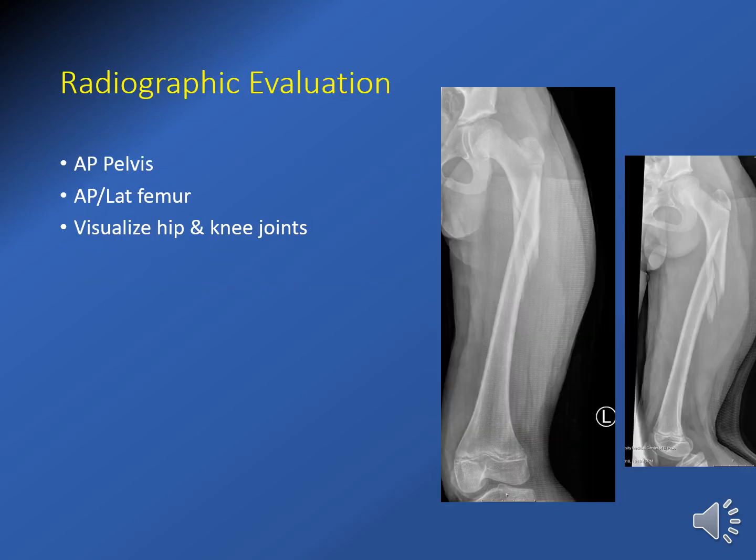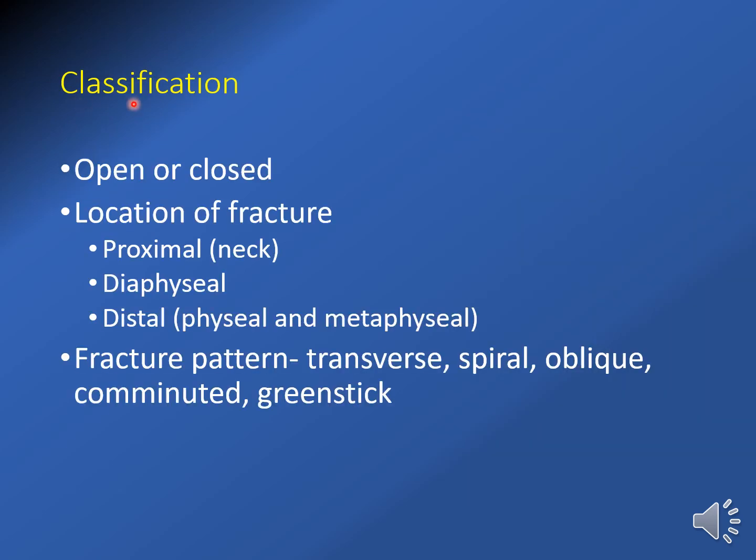For the radiographic evaluation of femur fracture, an X-ray of the pelvis should be obtained, and for the femur you should get AP and lateral views. In these pictures you have to see the hip joint and the knee joint. This will allow you to see if there are any associated fractures in the pelvis. There are many classifications for femur fracture.